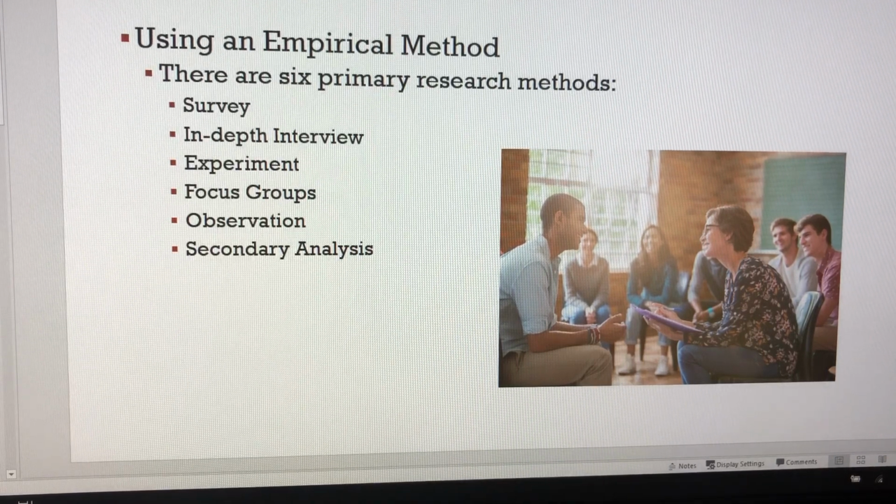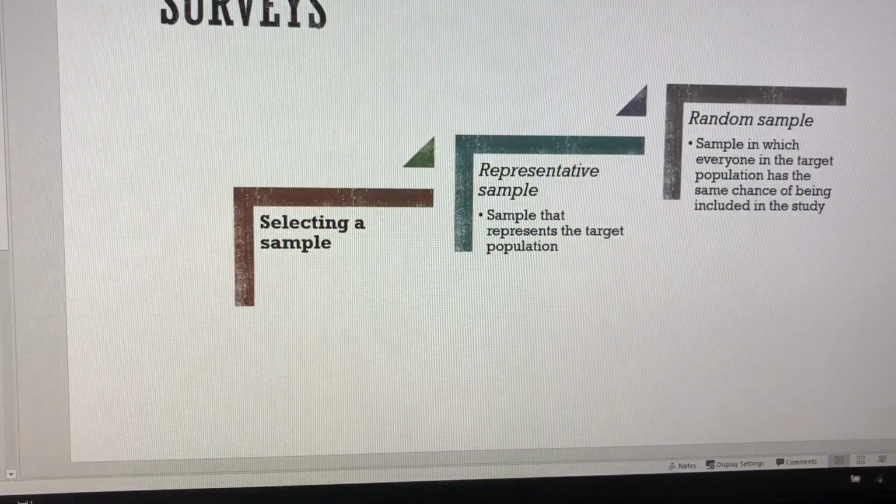There are a number of ways that we conduct research. Using the empirical method, we use 6 primary research methods. We do surveys, we do in-depth interviews, we do experiments, we do focus groups, observations, and secondary analysis. Most of you are familiar with some of these. Surveys are one that you've most probably come in contact with.